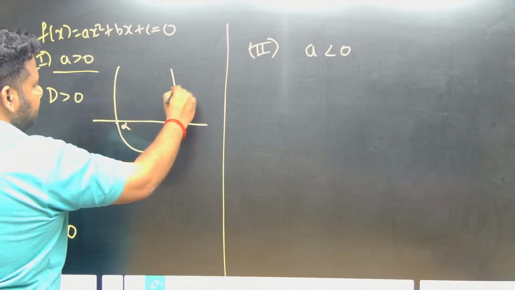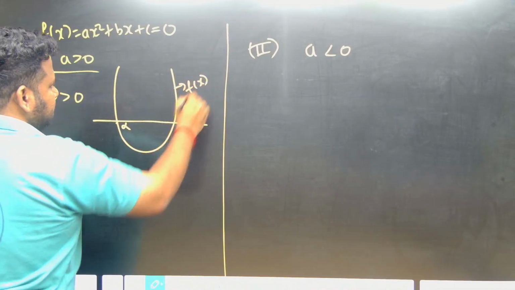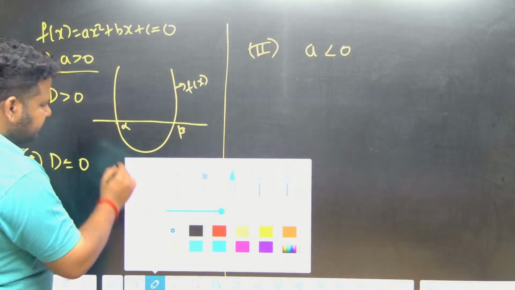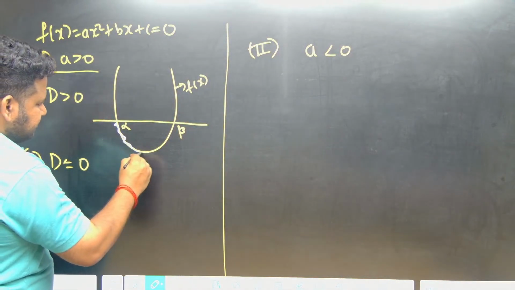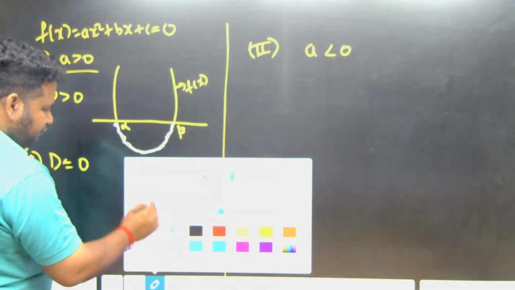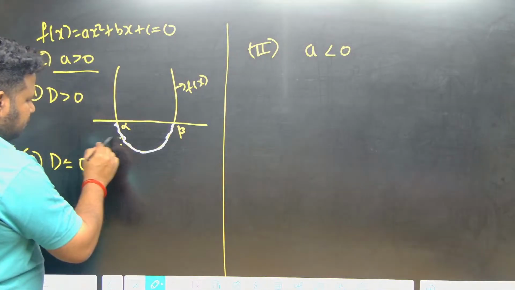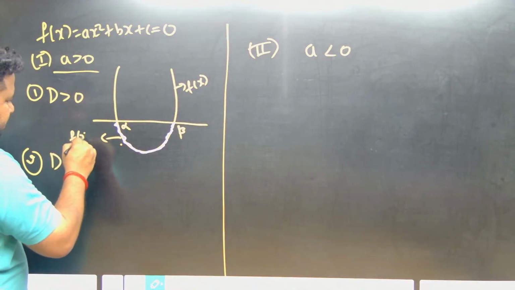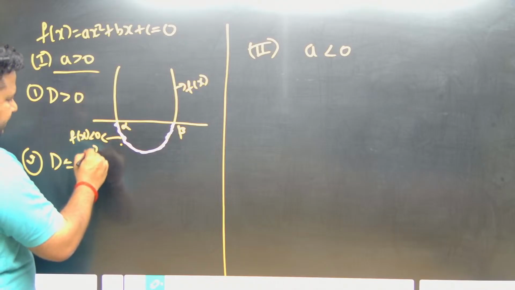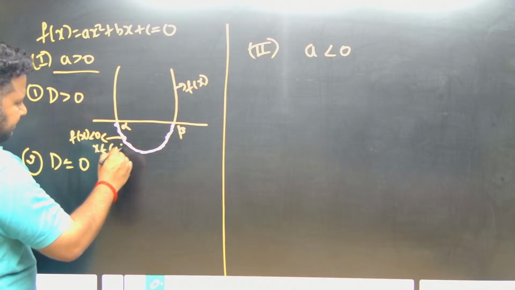So if this is the graph representing f of x. Now what will happen to this f of x? So see here, look at this region is below x axis. So for this region what happens to f of x? For this region, f of x is less than 0. Here x belongs to what? Here x belongs to alpha comma beta.